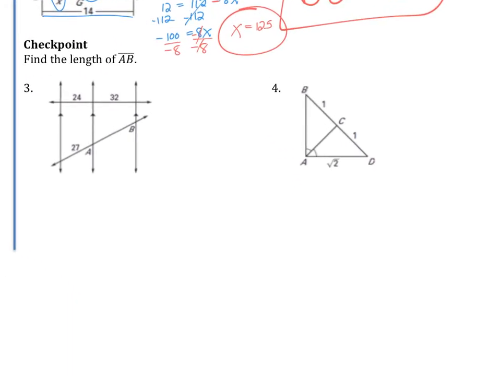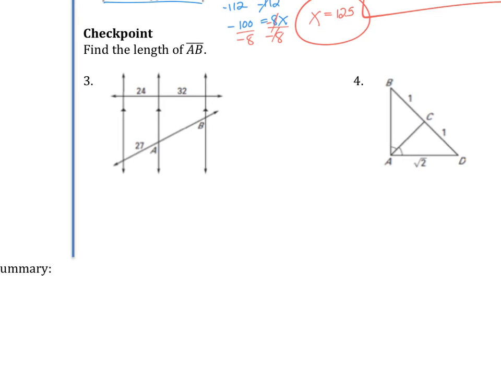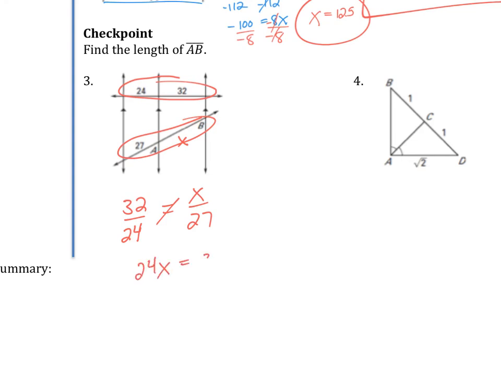Right, and then our checkpoints are just some more proportions. So if we're looking for AB, we'll call that x. You would set up your proportions. This line would stick together and be a proportion, and the bottom line would be a proportion. So 32 over 24, the right over the left, is equal to x over 27. And from here we cross multiply. 24x equals 32 times 27.